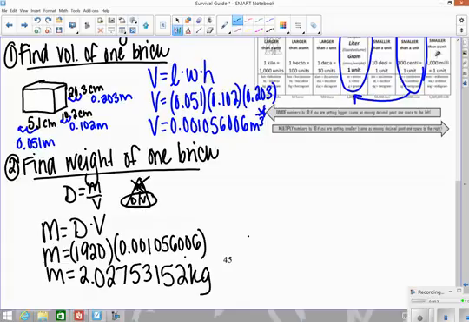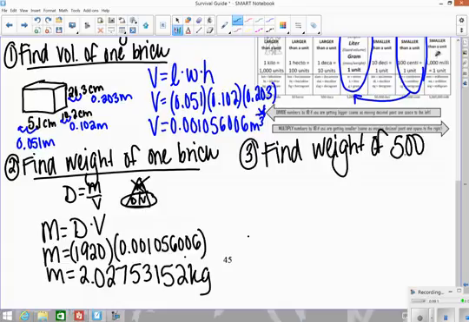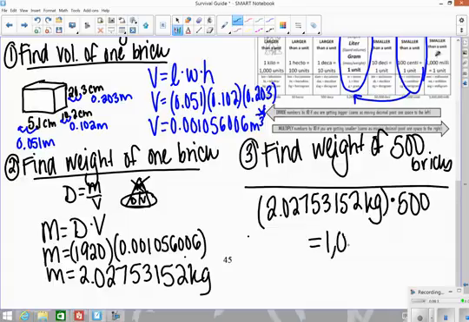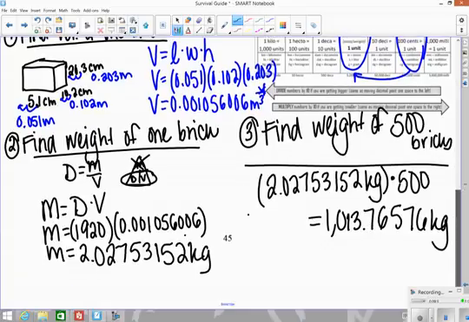So if we want to know the weight of 500 bricks, we're going to take that and multiply it by 500. So take this 2.02, and notice I'm keeping all of these decimals because we don't want to round too soon. And we're going to times that by 500. So we get 1,013.76576 kilograms. So that means the weight of all of the bricks is going to be 1,013.8 kilograms, but the trailer can only hold 900 kilograms according to the problem. So the weight is going to exceed the trailer's weight limit.